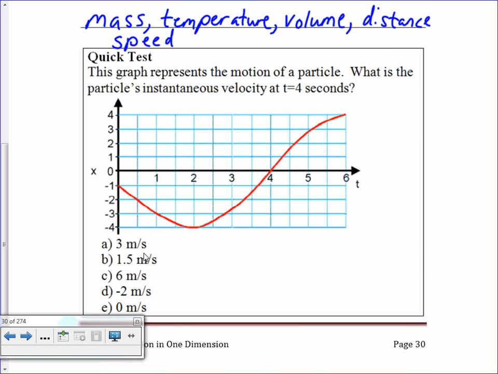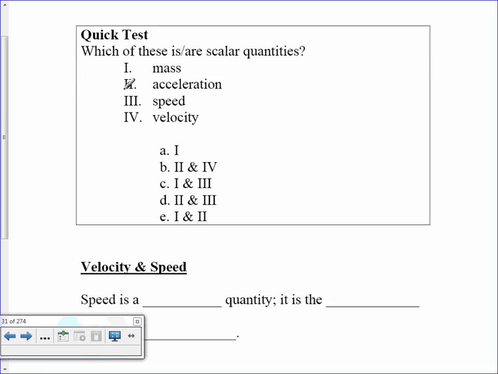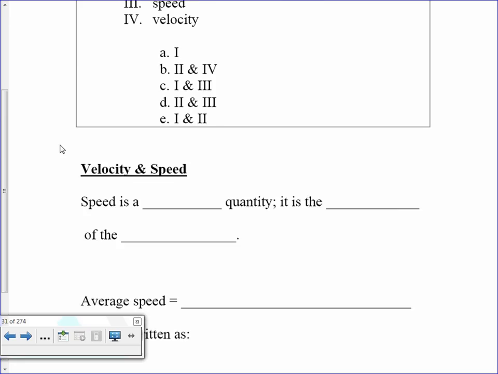Okay, this quick test is not really placed well here, but we will come back to it. And you'll see it in the online quiz, but you don't really have the information you need to work this right now, so just hold off on it. However, you should be able to answer this. Which of these is or are scalar quantities?